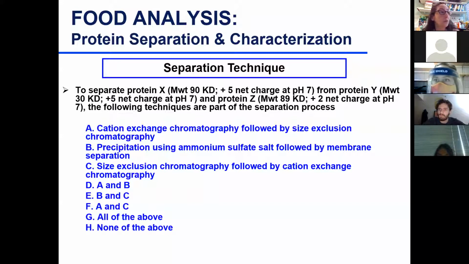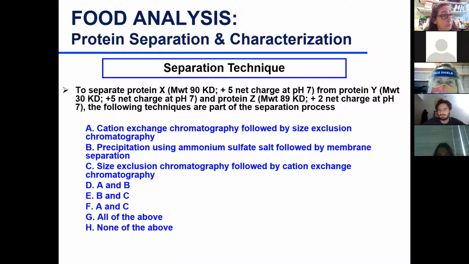But I wanted to bring this question up to see where we are in remembering some of the separation techniques we talked about. Chromatography, we talked about salting out, we talked about size exclusion. So let's think about this question together.